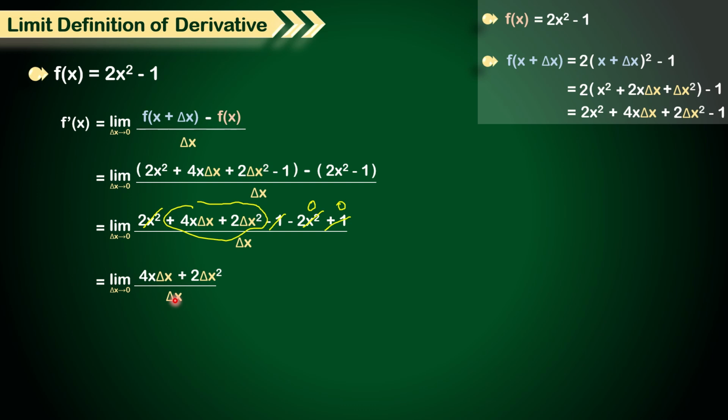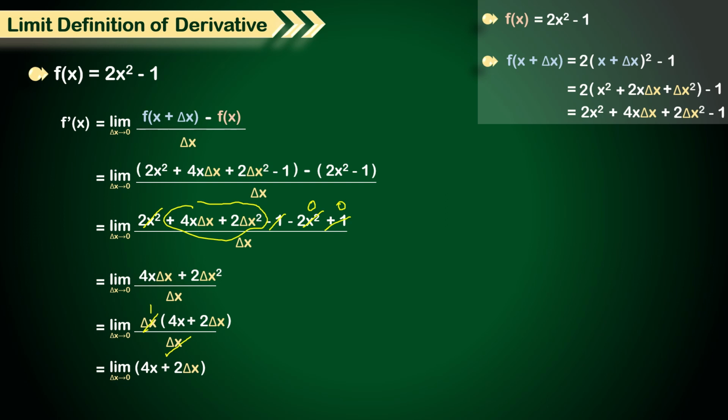Observe that the numerator can be factored out. Factor the numerator. We have limit of delta x multiplied to 4x plus 2 delta x over delta x as delta x approaches 0. Divide delta x by delta x, which is 1. Get the limit of the remaining terms. Limit of 4x plus 2 delta x as delta x approaches 0.